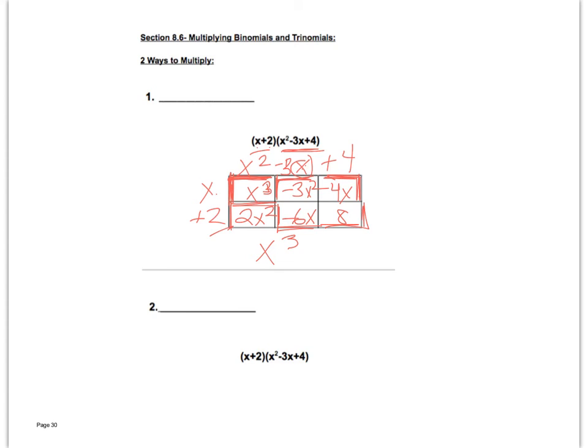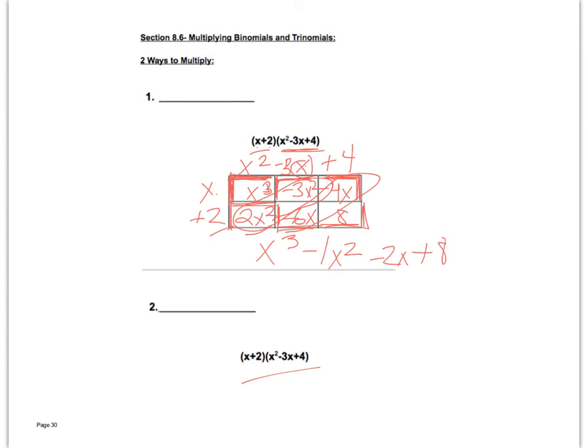X to the third. Now I see that there's x squareds right here. That's going to make minus 1x squared because negative 3 plus 2 makes negative 1 when I add. And then I get negative 6x plus 4x. That makes minus 2x plus 8. And that's how you do that.